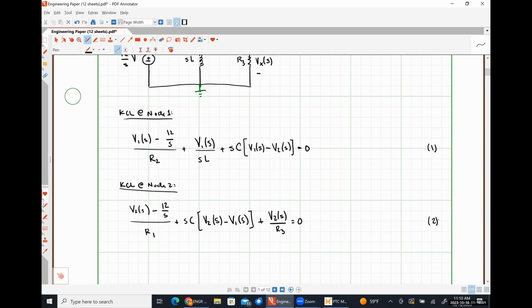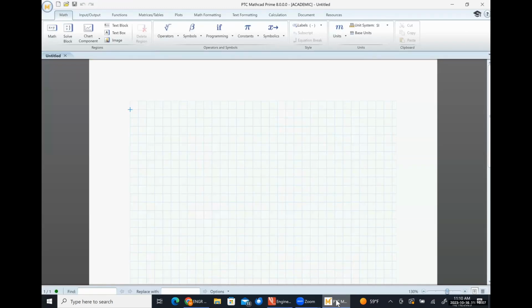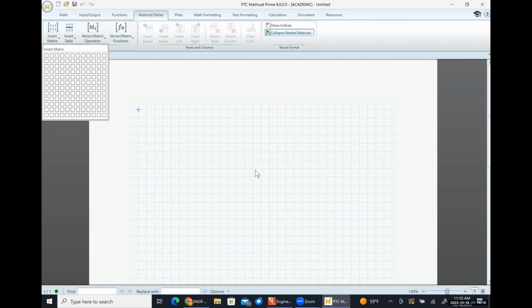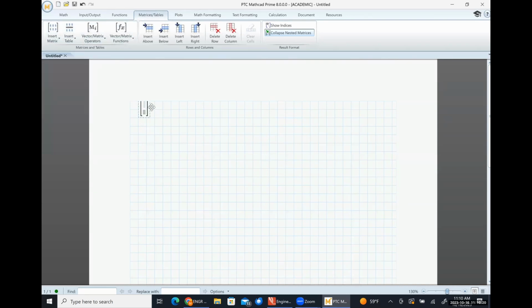So as soon as this thing catches back up there, all right, we're going to enter this stuff into MathCAD. So I'm going to start with a 2x1 matrix. Okay.